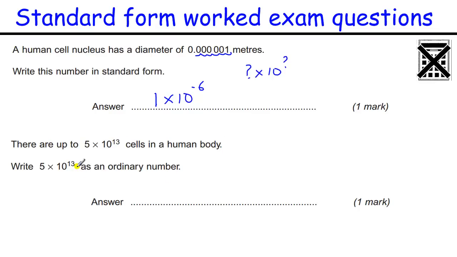Got to write this as an ordinary number. So 5 times 10 to the 13 is 5 followed by 13 zeros. There's 3, 4, 5, 6, 7, 8, 9, 10, 11, 12, 13. Probably a good idea to put some commas in to help the person count in your answer.